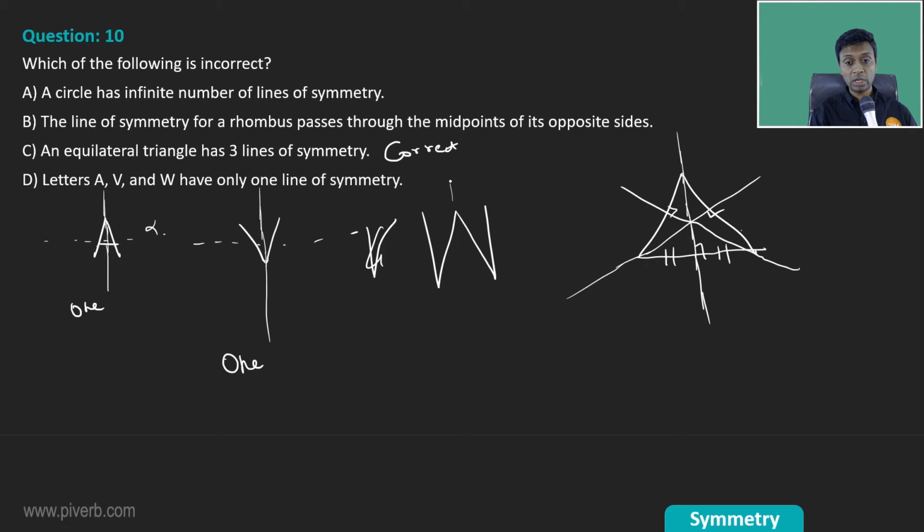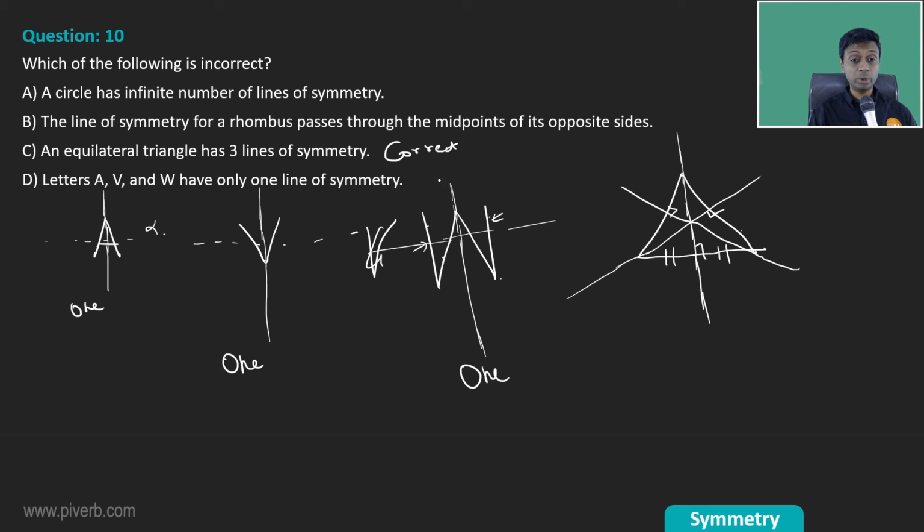W, again, the vertical line is a line of symmetry. This line will go sit on this line. This point will go sit on this point. This line will go sit on this. This side is a mirror image of this side. This will fold onto that. This has one line of symmetry. Horizontal line, it won't work. No other line will work.